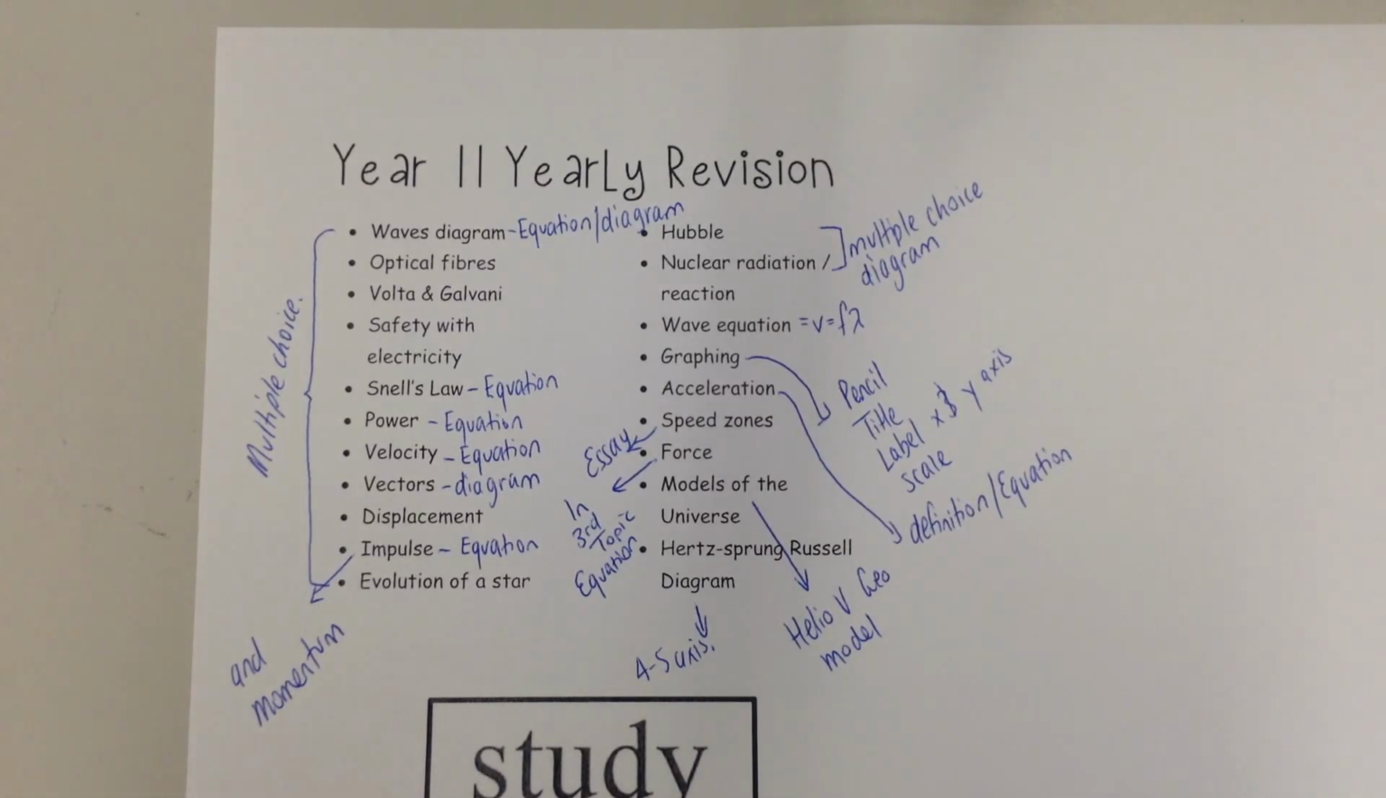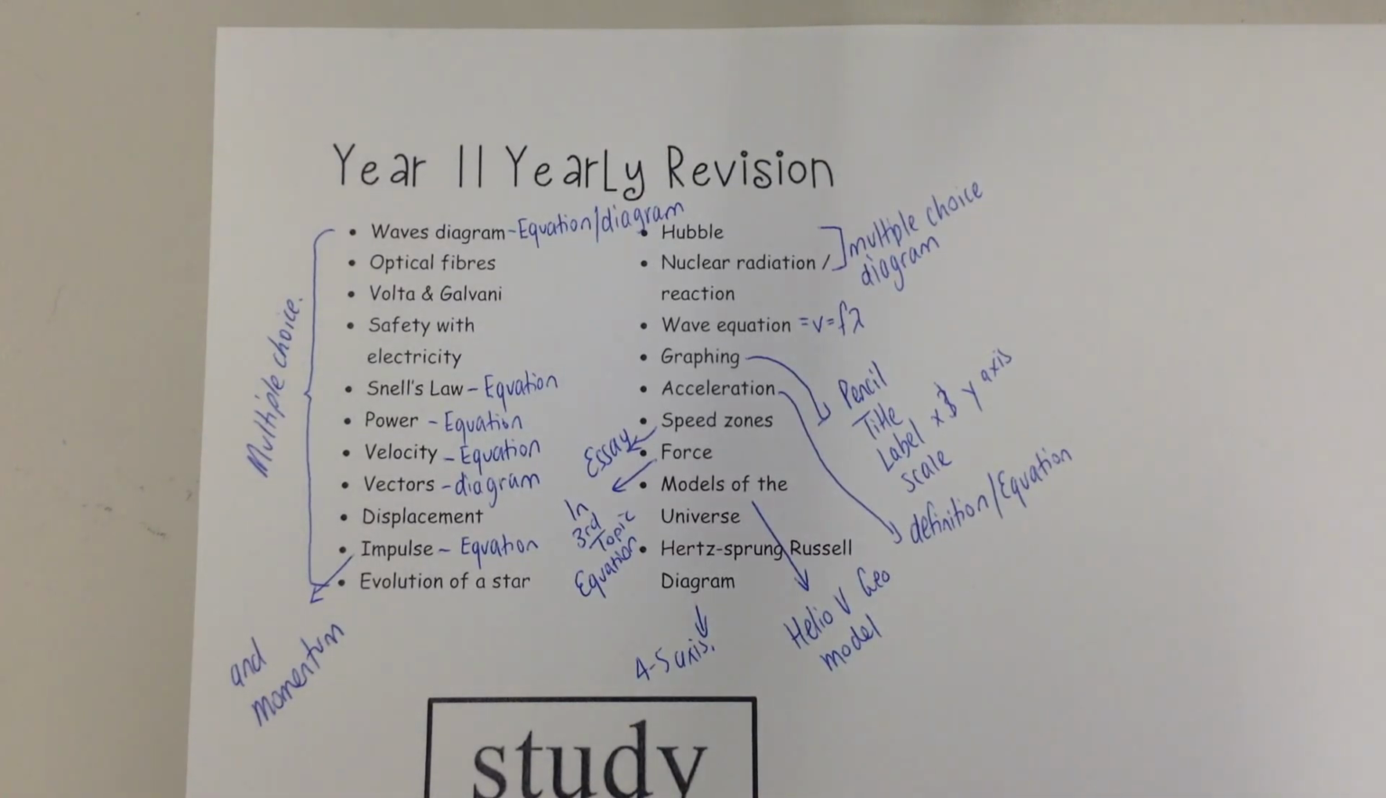Now, remember this. 30% of your exam is third and fourth topic. So if I've only got models of the universe and Hertzsprung-Russell diagram, 30% of your space marks will come from that. Hertzsprung-Russell diagram would be at least 4 to 5 marks. Models of the universe will be at least 4 to 5 marks. So I've narrowed it down to that.